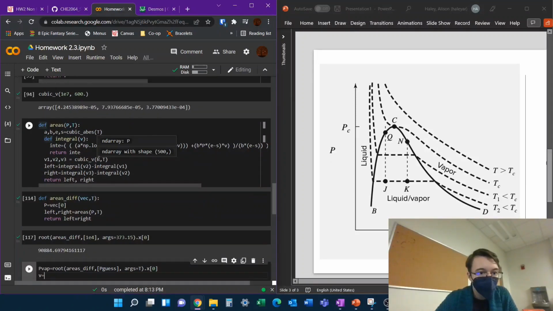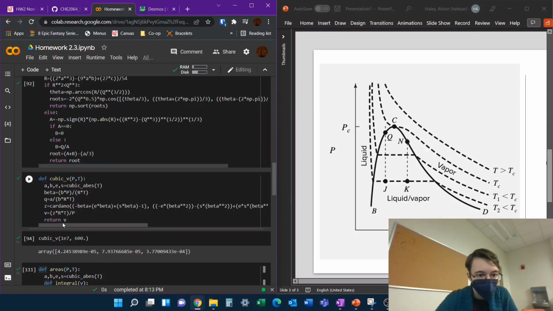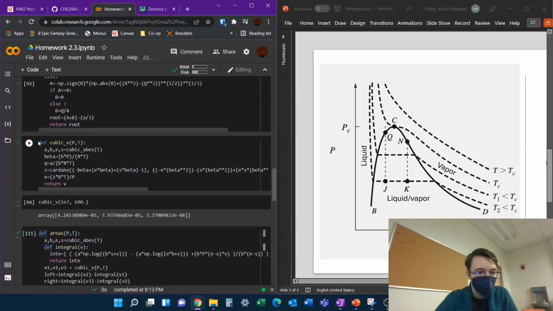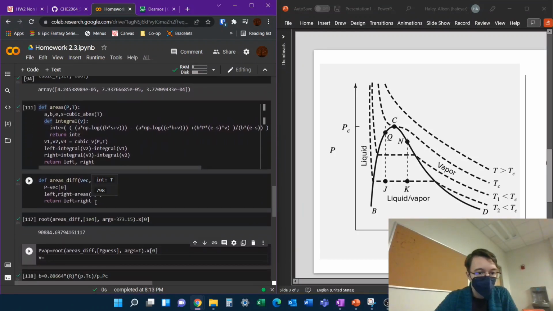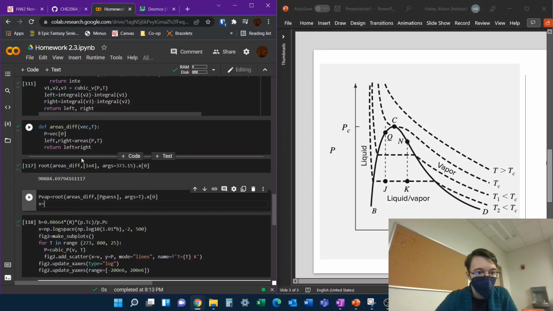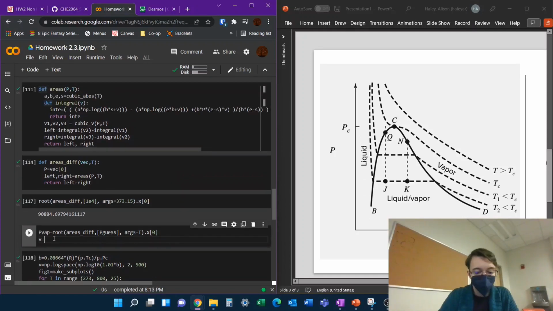Cubic V. So it's this one right here. So it'll return the three values to it. So we'll have a vapor pressure of the liquid phase and the vapor of the gaseous phase. So we can call that vapor of liquid and vapor of gas.